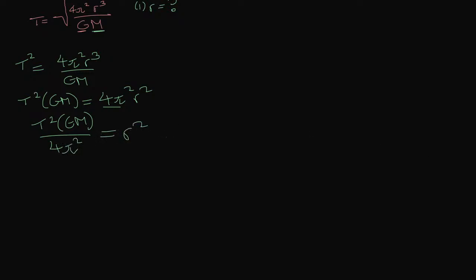Okay, now we want the cube root of this to get r on its own, so r would be equal to the cube root of T squared GM over 4 pi squared. Very good. So that's it in terms of r. That's the first question done. Now on to the second part.